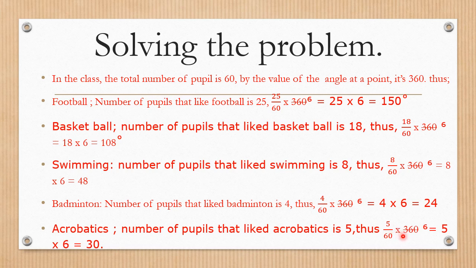So now here we have our degrees: we have 150, 108, 48, 24, and 30 degrees. So how do we represent it on a pie chart? I'm showing you a short video I made to show you practically how to represent this on our pie chart. So pay close attention as we watch this video.